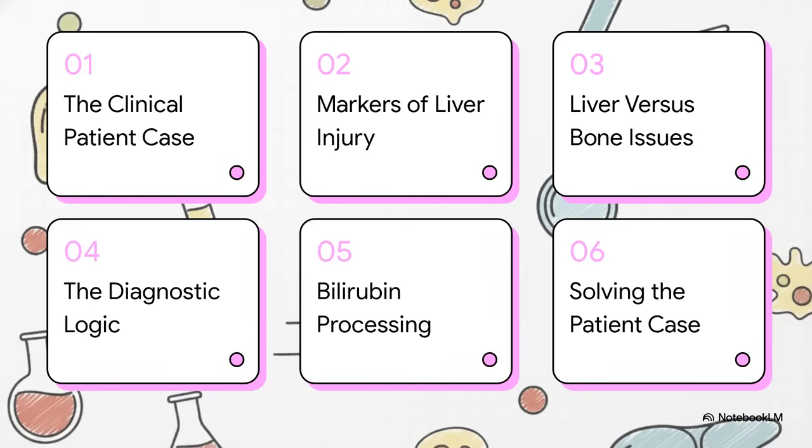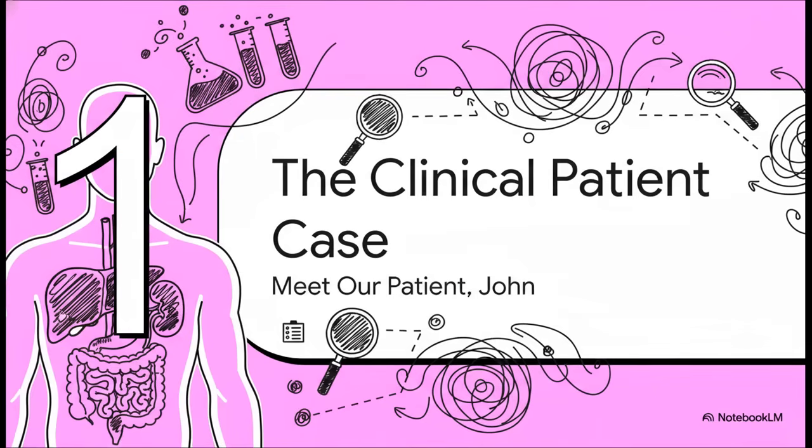To give us some structure, here is our roadmap. We will start with a patient mystery, learn the essential markers, master the diagnostic logic, look at the bilirubin processing steps, and ultimately solve the patient case. Section 1. The clinical patient case.